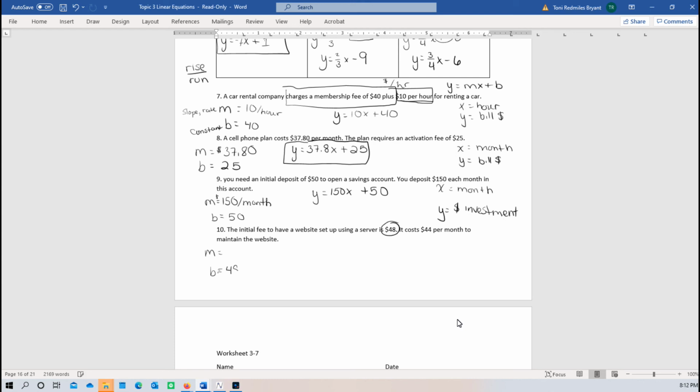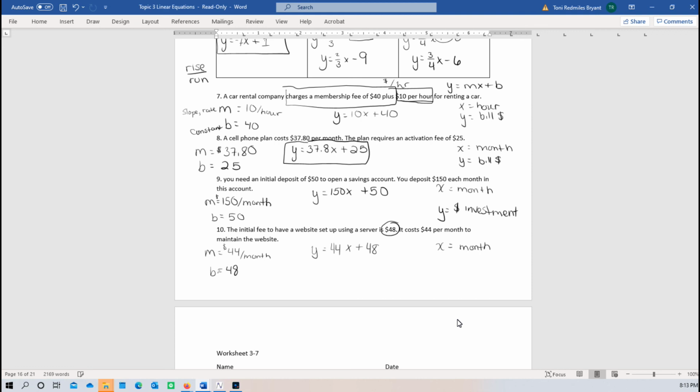That's our flat fee. That's our just one time we're going to pay it, does not depend on the amount of months. But the 44 is my rate. It's my money per month. So that makes it a rate. All right. And we can just drop that into the formula, our equation, sorry. And our 44 will be our slope and our 48 will be our y-intercept. All right, and we can define a few things. X is going to be the amount of months that we have the service.